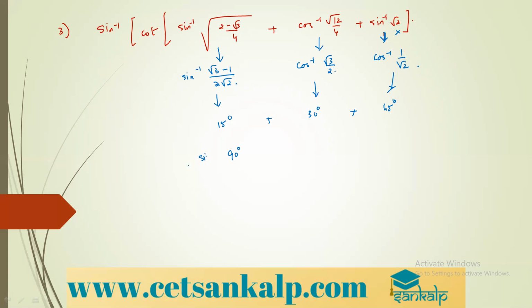That means you have 90 degrees inside the brackets. But outside you have cot, and still outside you have sine inverse. So cot of 90 is 0. Sine inverse of 0 is 0.